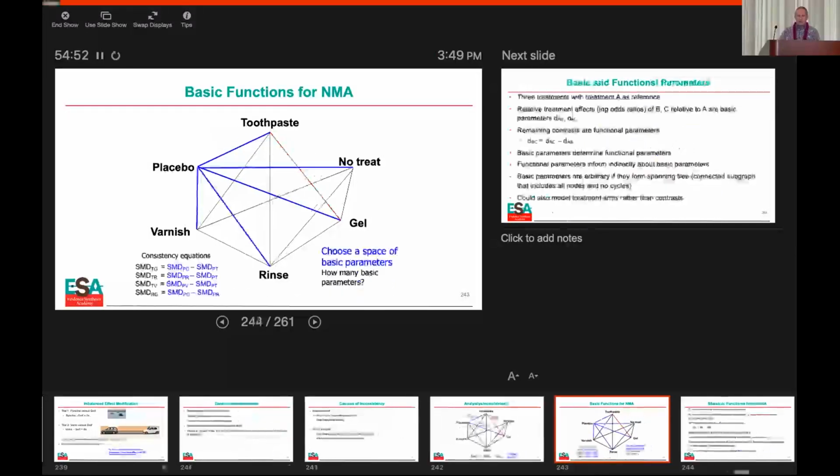And we can generalize that to say that the placebo comparison with any treatment is a base parameter, and all the other parameters are functions of those base parameters, so that there are really only 5 degrees of freedom here, because there's only 5 of these edges that we need to estimate to be able to come up with all the others.